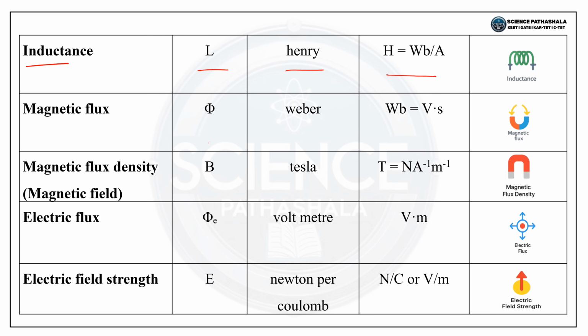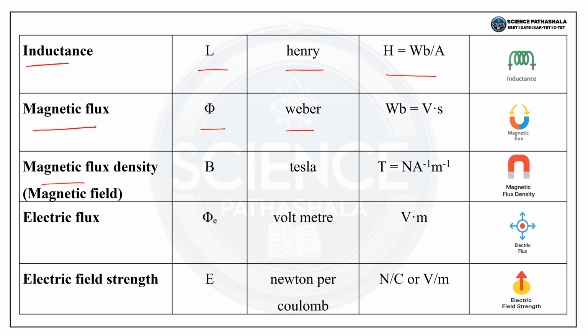The next is magnetic flux. Magnetic flux is the total number of magnetic field lines passing normally through a given surface. It is represented by the symbol phi. The SI unit for magnetic flux is Weber. So Weber equals 1 volt second.